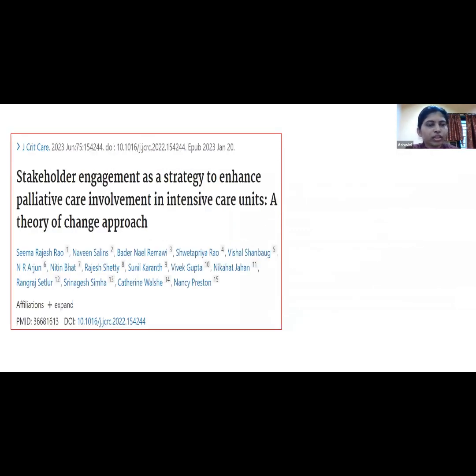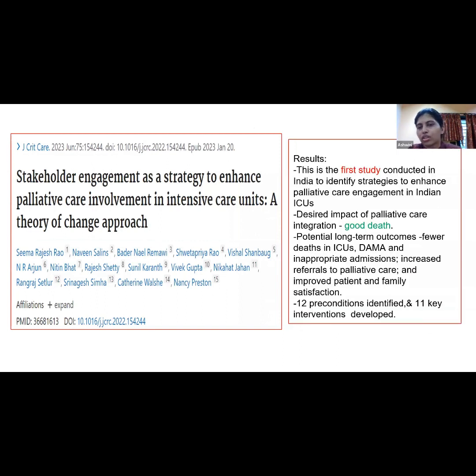And a theory of change approach, again by Dr. Seema Rajesh Rao in June 2023, in which stakeholder engagement as a strategy to enhance palliative care involvement in the intensive care unit was studied. This was the first study conducted in India to identify strategies to enhance palliative care engagement in Indian ICUs. The desired outcome of palliative care integration was good death. So potential long-term outcomes were fewer deaths in ICUs, discharge against medical advice and inappropriate admissions, increased referrals to palliative care, and improved patient and family satisfaction.